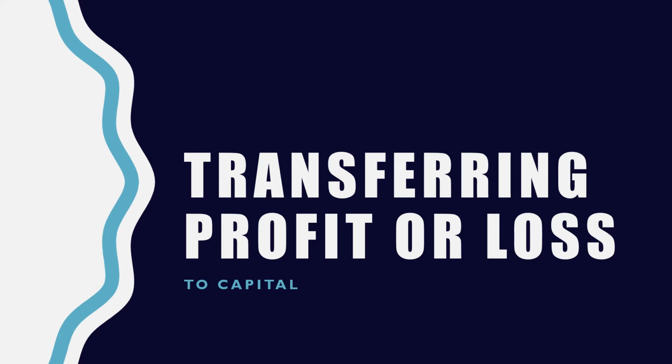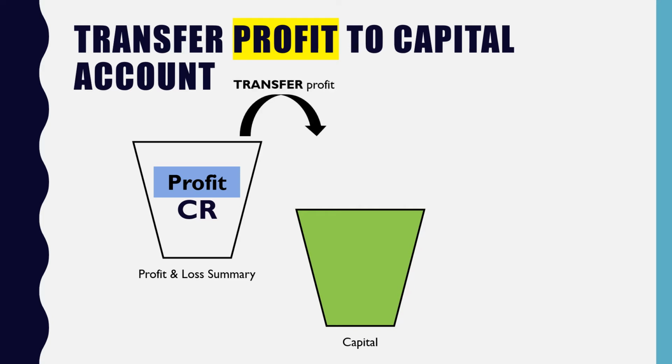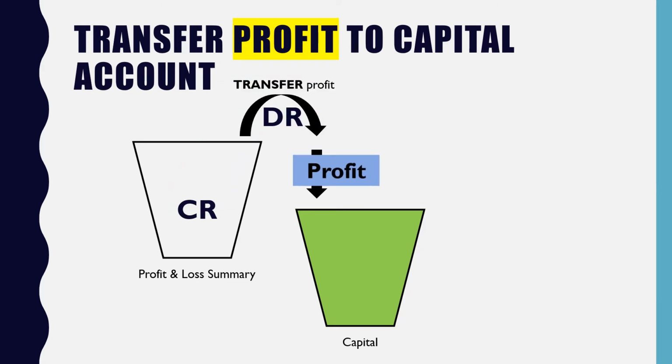At the end of the day, all profits or losses made by the business will be transferred to the capital account, which basically represents what the owner's entitlement is. This is how we transfer the profit to the capital account. Once we have determined that we have made a profit based on our calculation in the profit and loss summary account, we can see that the net amount is actually a credit amount. To transfer the profits, we need to debit the profit and loss summary account and credit the capital account.